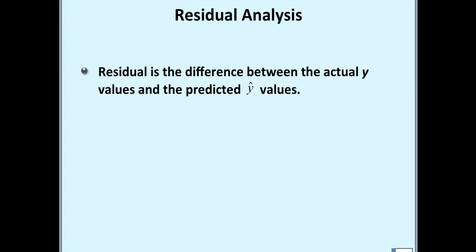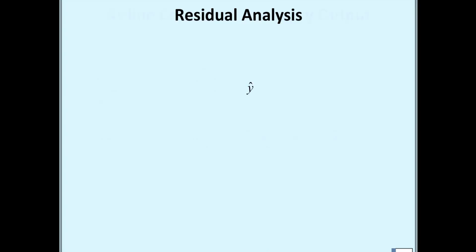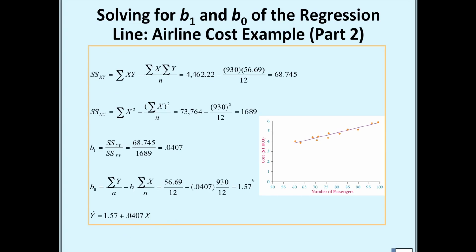In the previous video, I showed you how to run a regression line and find a regression line that defines how cost is related to number of passengers. And I want you to remember that the regression line we found was 1.57 plus 0.0407 times x. There are a couple of things you can understand based on this slide, and one of them is looking over this coefficient.